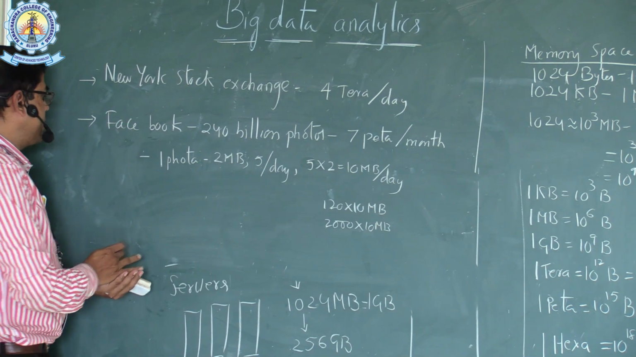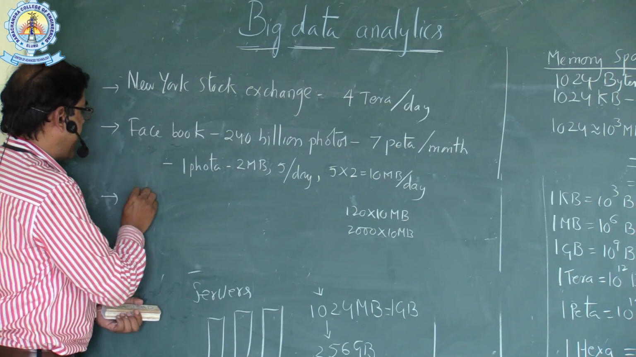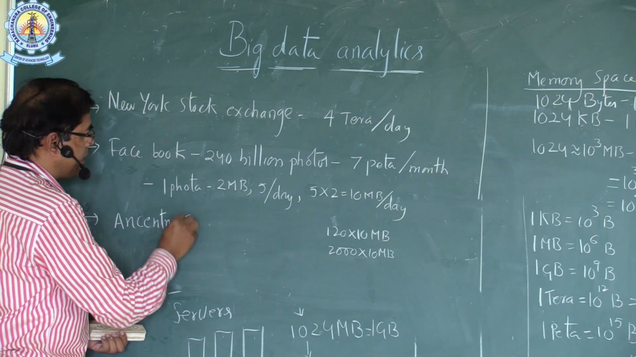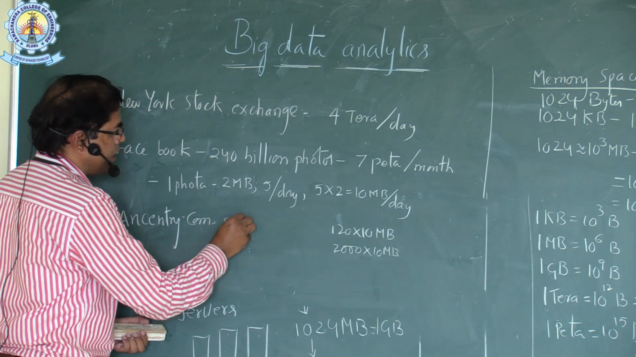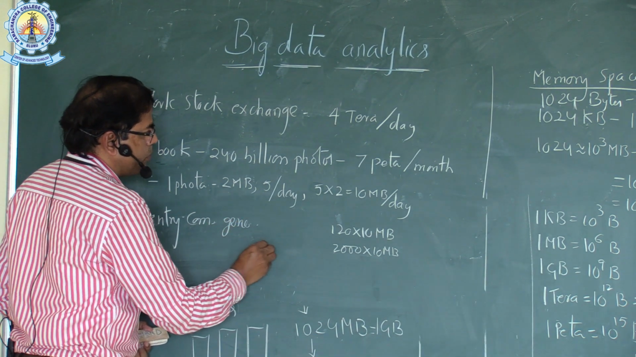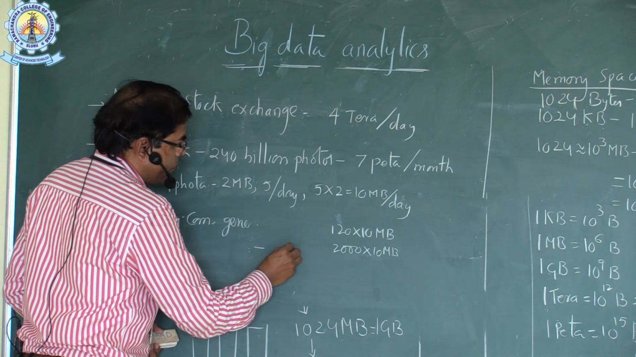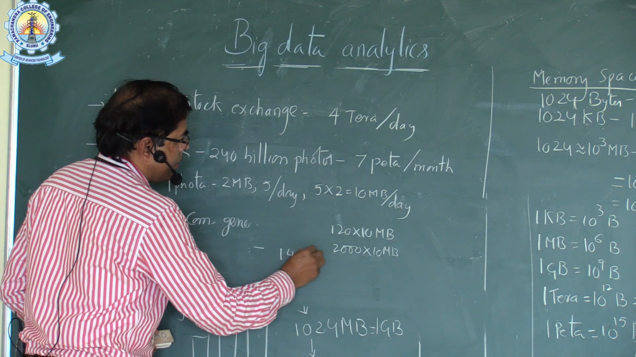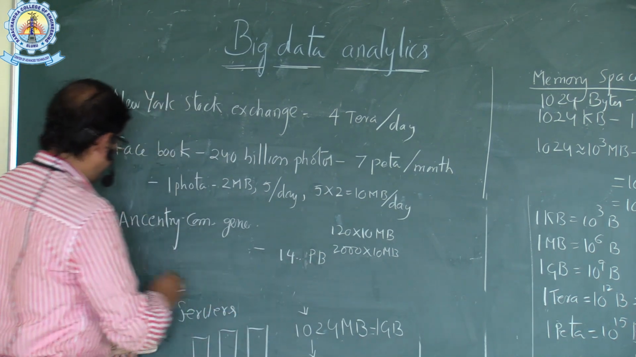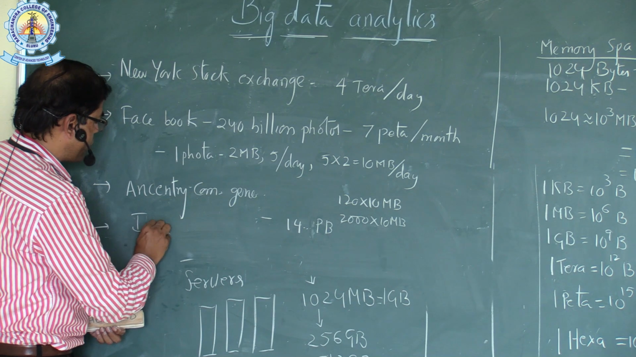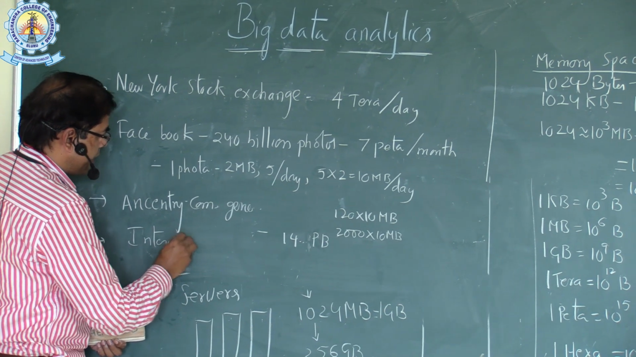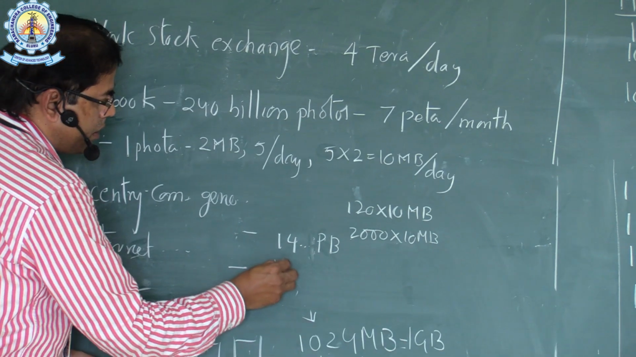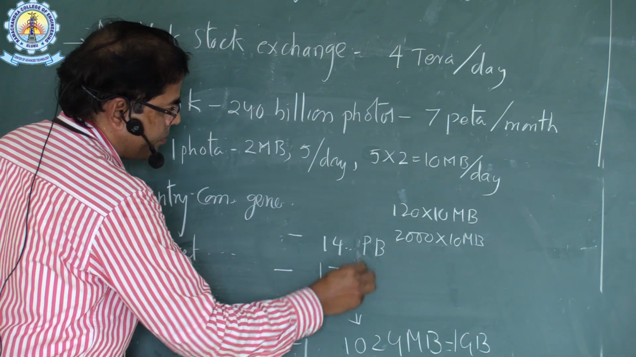If you go further, there is Ancestry.com. This is another website that talks about the genealogy of the human race. This carries again 14 point something petabytes of data. If you go for another thing, the Internet Archive, this carries around 17 petabytes of data.